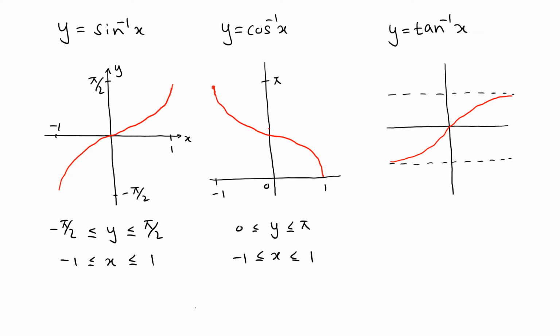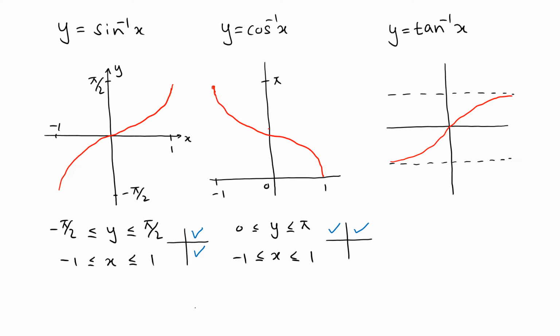The easy way to remember this is that the range of the sine inverse function is defined where the cosine is positive. And if you look at the range of the cosine inverse function, those are the values where the sine is positive. So that's the easy way to remember.